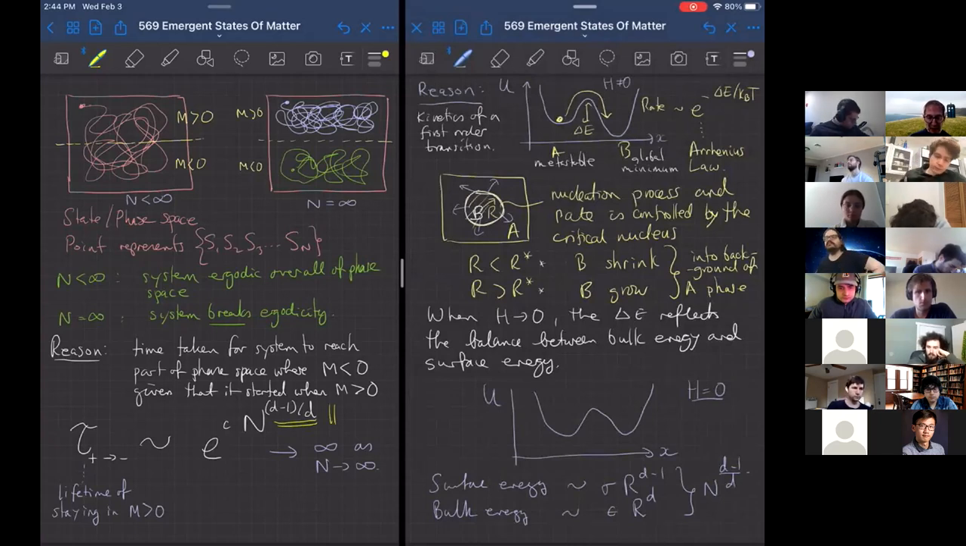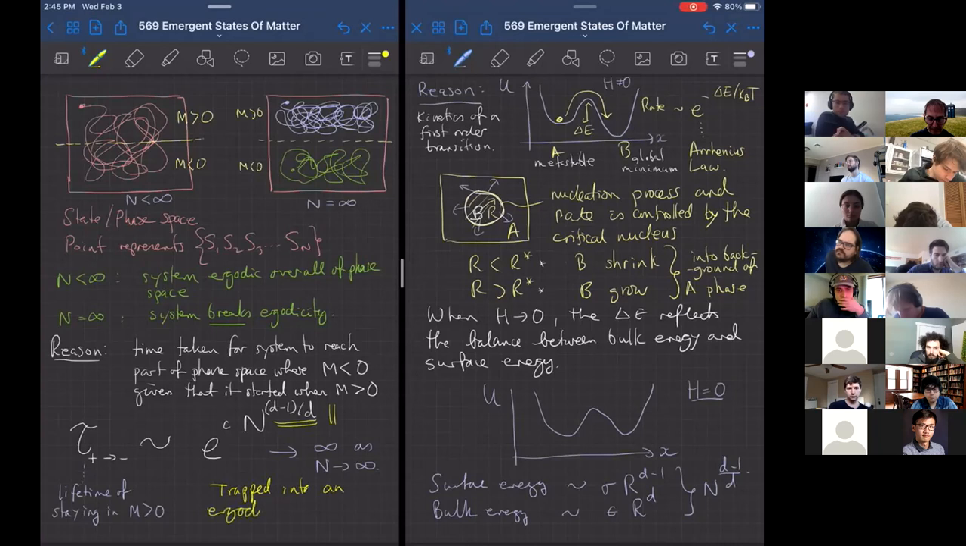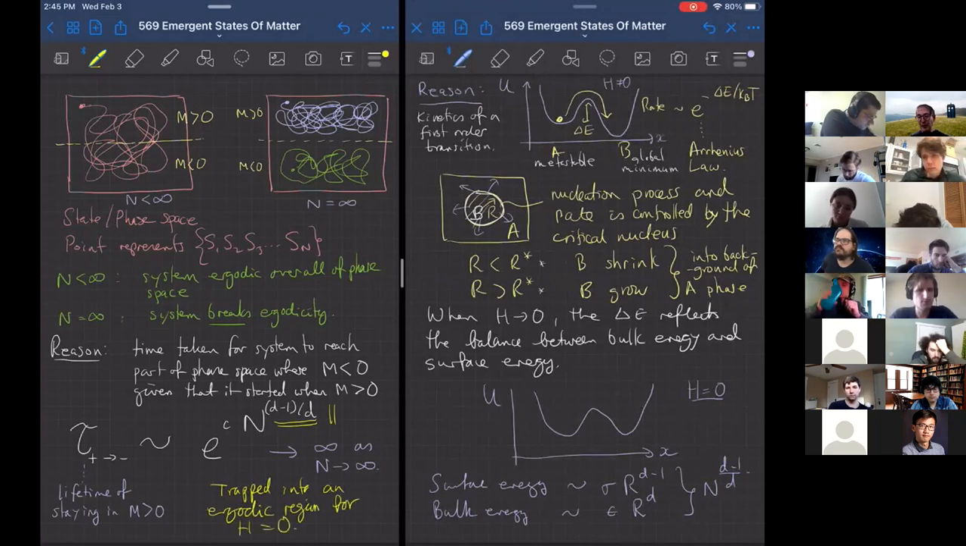Going back to the left panel, what that literally tells you is that the lifetime of a phase grows as n goes to infinity, and so you literally get trapped into an ergodic region. So when H is greater than zero, you don't have that. When H is equal to zero, you have this phenomenon, and this phenomenon is known as ergodicity breaking.